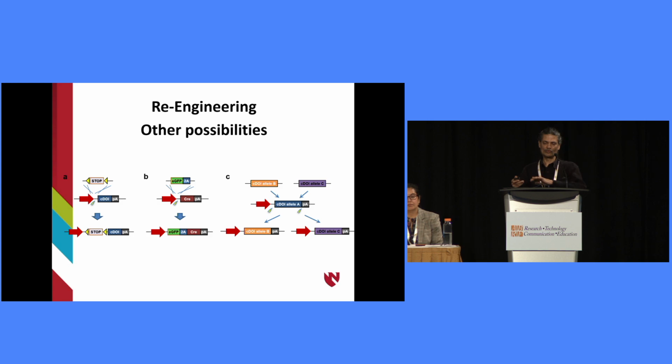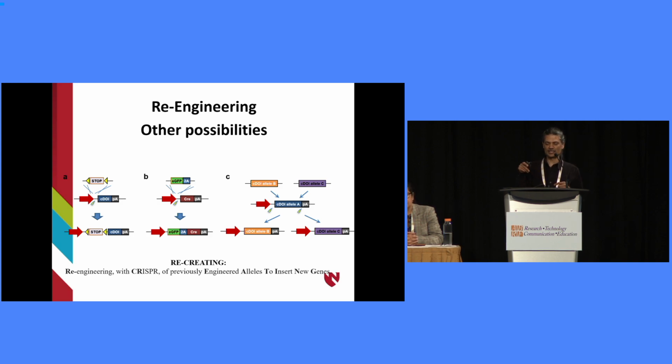So I can talk more about this later if you have any questions, but some of these concepts we have already proven. Right now we have developed more than 15 mouse models using all these technologies, and we are submitting this manuscript very soon. I gave this name, re-engineering, to recreating. Recreating stands for re-engineering with CRISPR of previously engineered alleles to insert new genes.